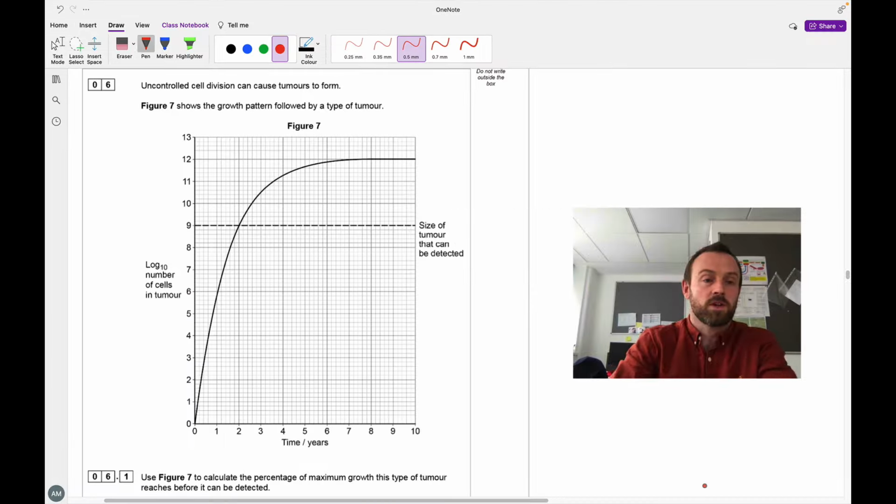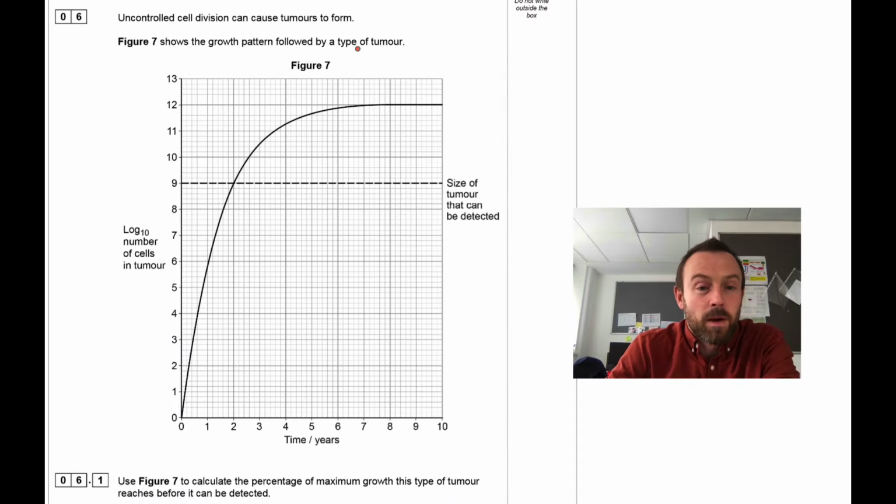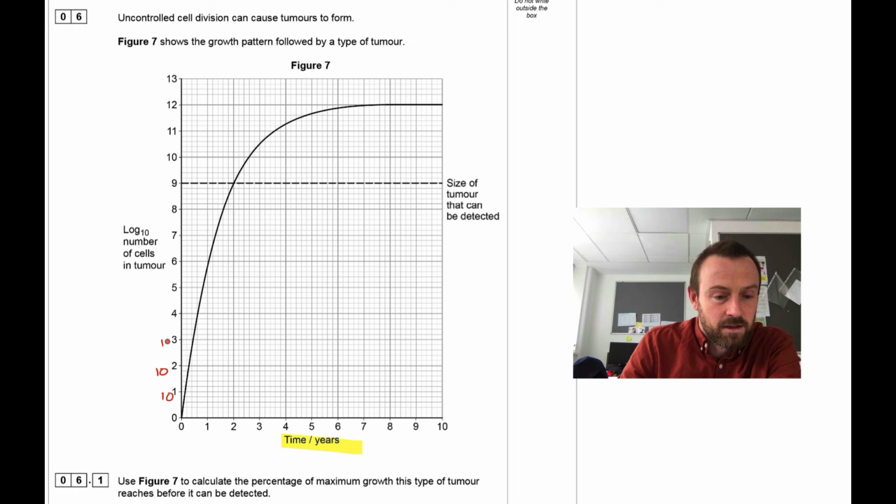Question 6. Uncontrolled cell division can cause tumours to form. Figure 7 shows the growth pattern followed by a rare type of tumour. Okay, here we have time in years along the x-axis, and then the y-axis is log 10 number of cells in tumour. So that means, in case you're unsure, over here 2, this is 10 to the 2. This is 10 to the 1 cells, 10 to the 3, and so on. So this would be 1,000,000 cells right here, 10 to the 6.